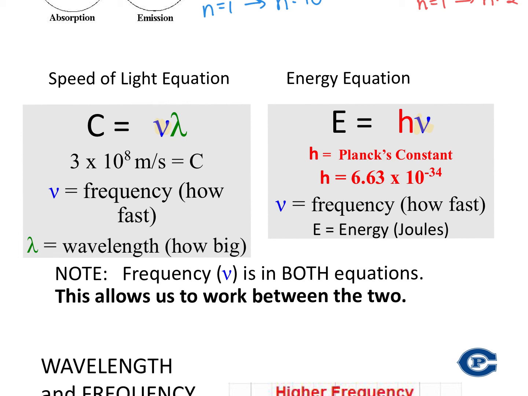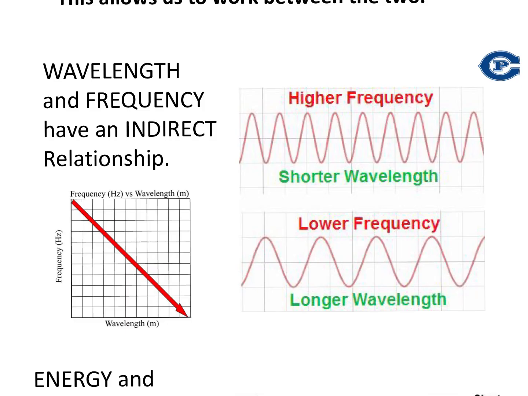What you need to know is that frequency allows us to work between the two, and how to do calculations with wavelength to solve for frequency, or even use frequency to solve for wavelength, or use frequency to solve for energy, or use energy to solve for frequency. But it's also important to know the relationships between my variables. If I'm working with wavelength and frequency in my speed of light calculations, these have an indirect relationship, meaning the higher the frequency, the shorter the wavelength, or the lower the frequency, the longer the wavelength.